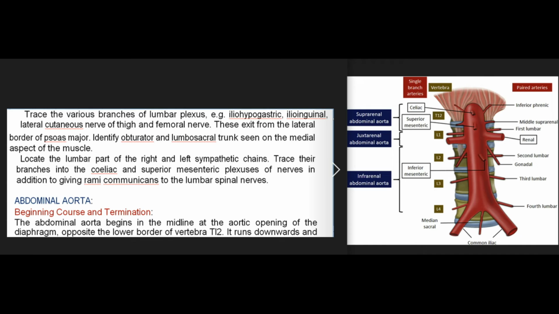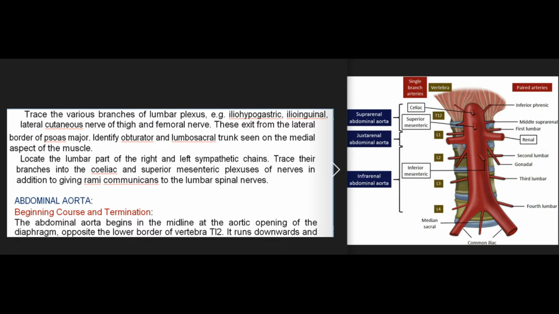Trace the various branches of the lumbar plexus, e.g., iliohypogastric, ilioinguinal, lateral cutaneous nerve of thigh and femoral nerve. These exit from the lateral border of psoas major. Identify the obturator nerve and lumbosacral trunk seen on the medial aspect of the muscle.